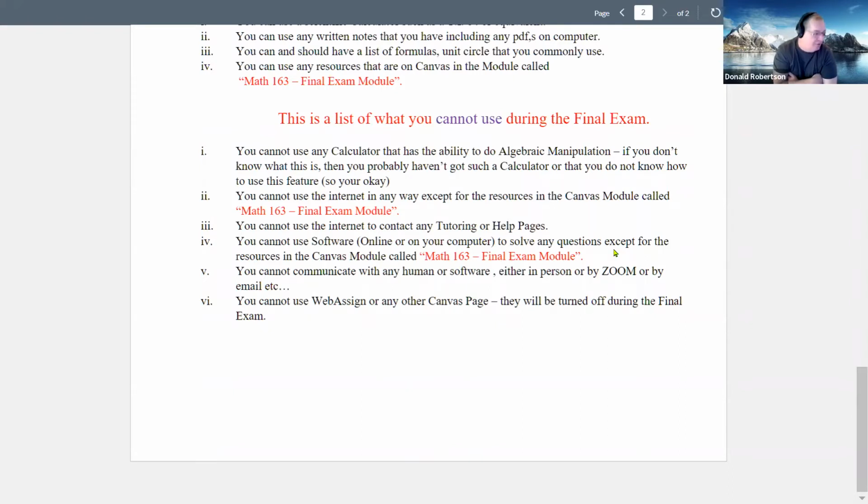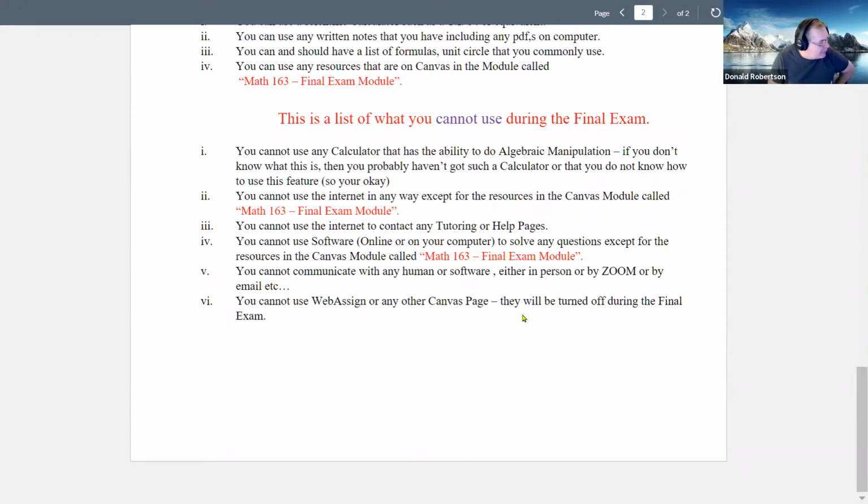I haven't looked for one, but I bet you there's some software on the internet that will tell you whether a series converges or not. I bet you there is. I mean, there's bound to be. I haven't looked for it, but I'm sure there is. So no, don't use it. It's not allowed.